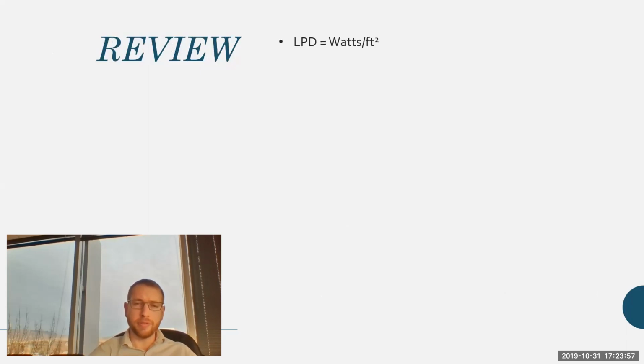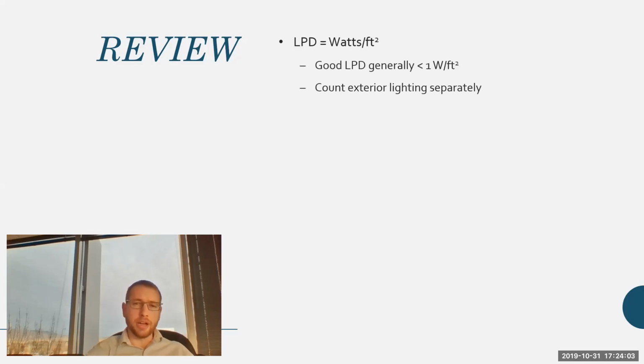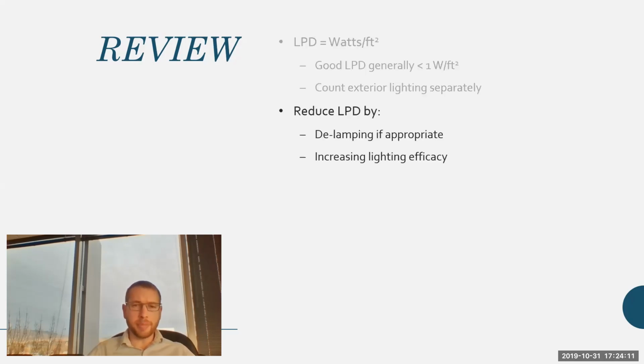All right, so quick review on this. Lighting power density, LPD, you measure that in terms of watts per square foot. A good lighting power density is generally less than 1. You don't include exterior lighting in that. Those are counted separately. You can reduce lighting power density by delamping if it's appropriate, if you still have enough illumination in the space, or by upgrading to lighting fixtures with a higher efficacy, or more lumens per watt.